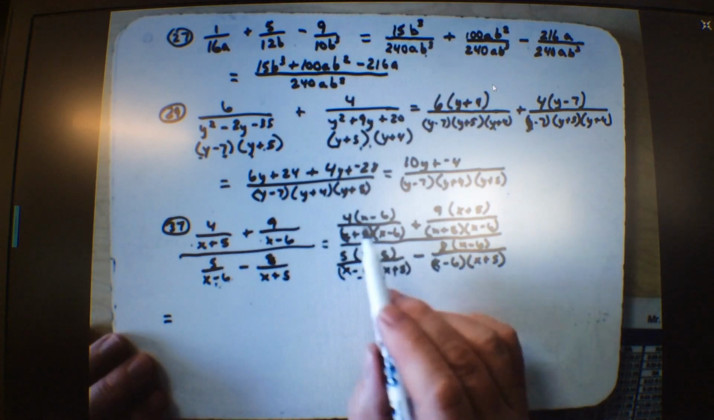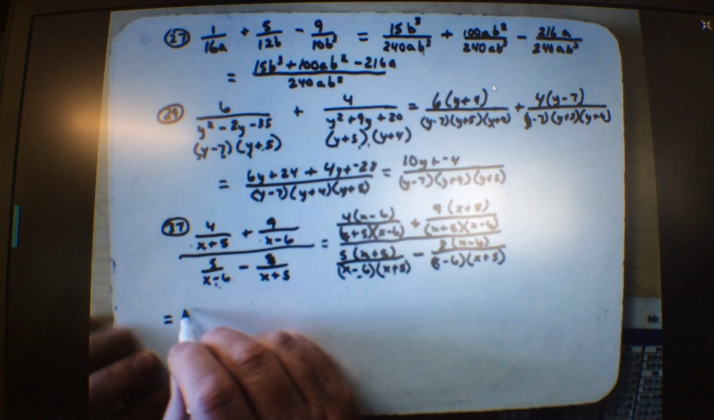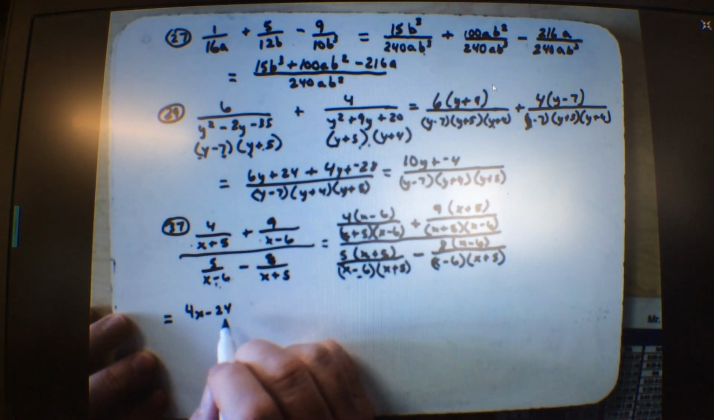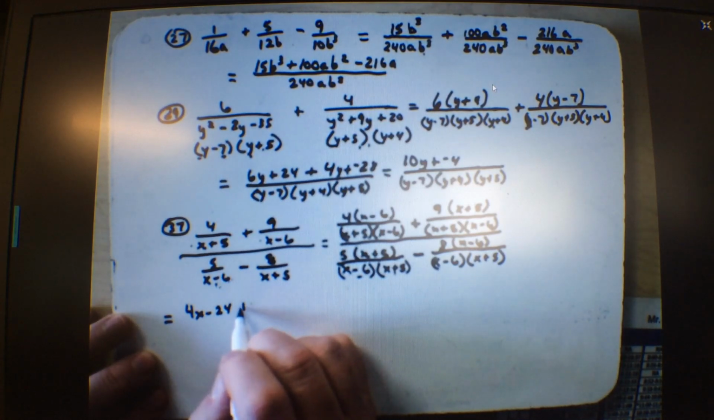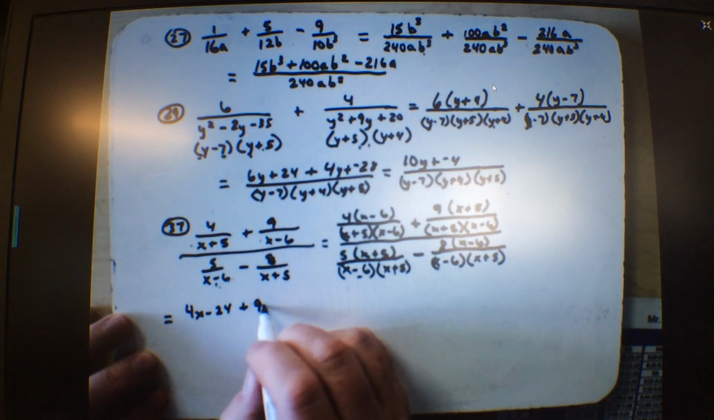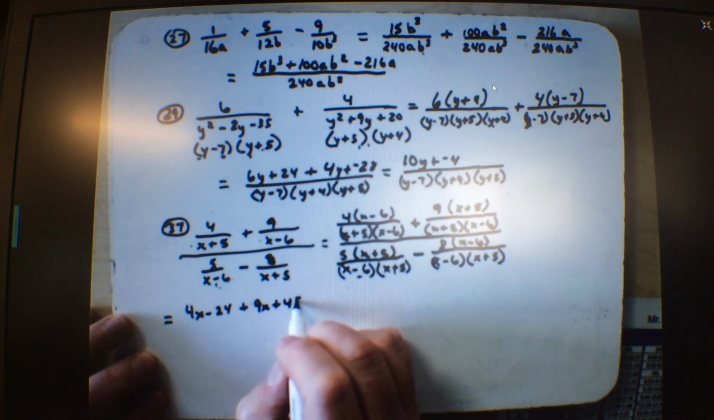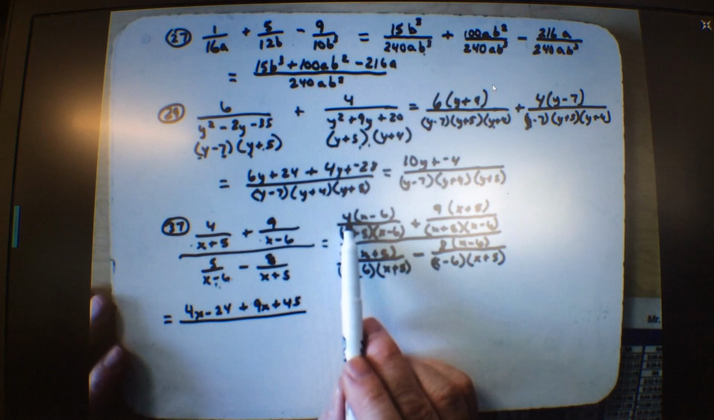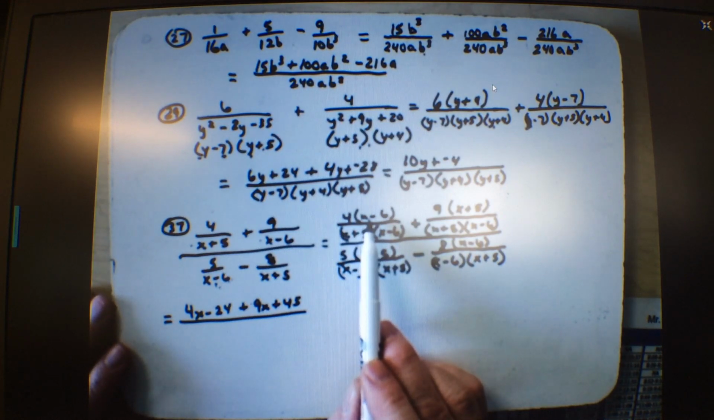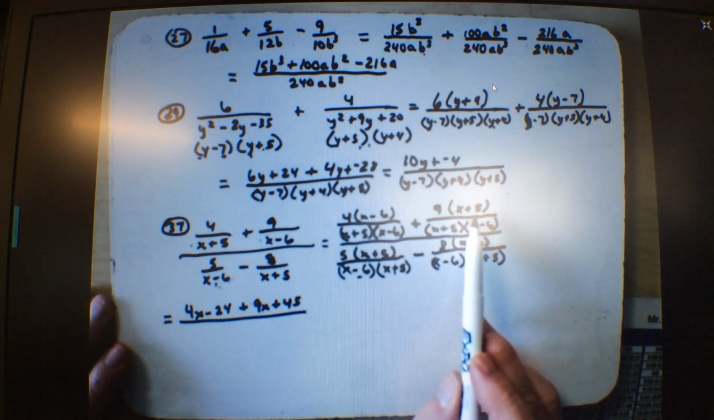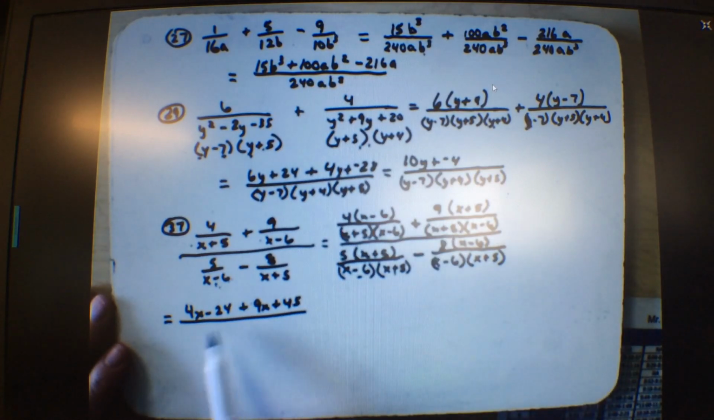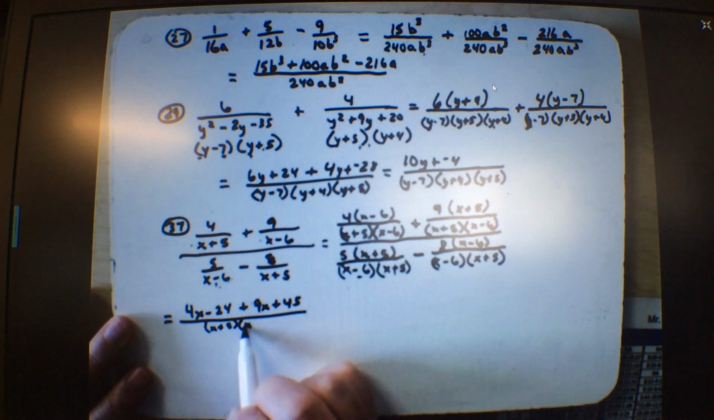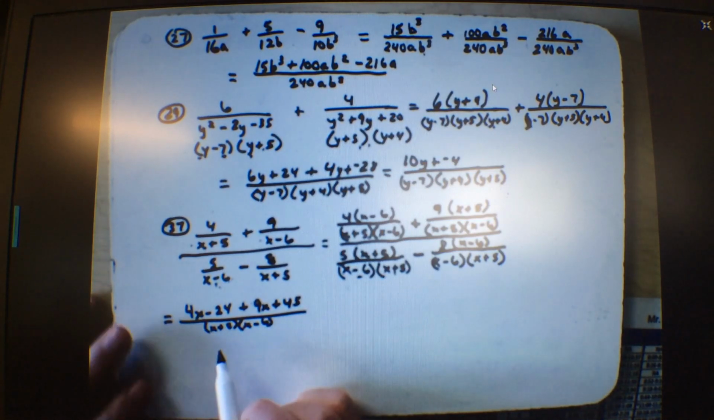All right, let's take the 4 times the top: 4x minus 24, okay? Plus 9x plus 45, correct? Where did I get those from? From the top, I'm going to take 4 times this quantity, and 9 times this quantity, and put them all over one denominator, which is x plus 5 times x minus 6. Got it.